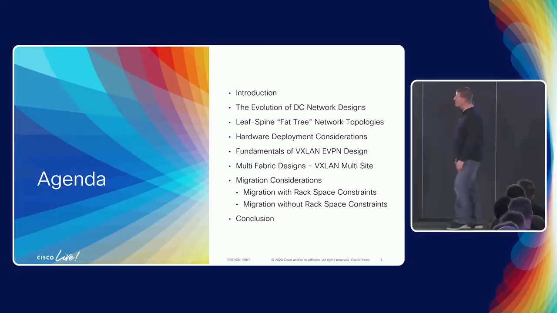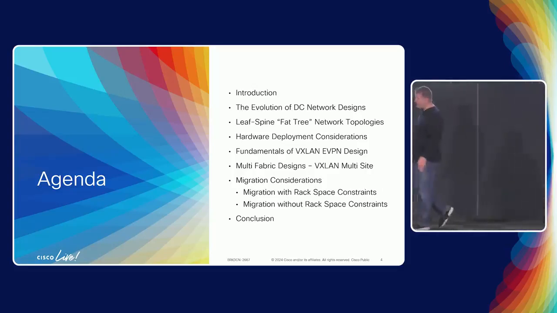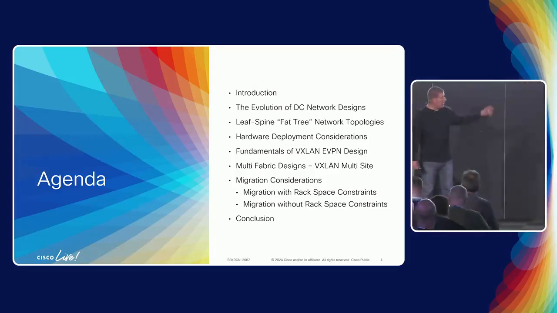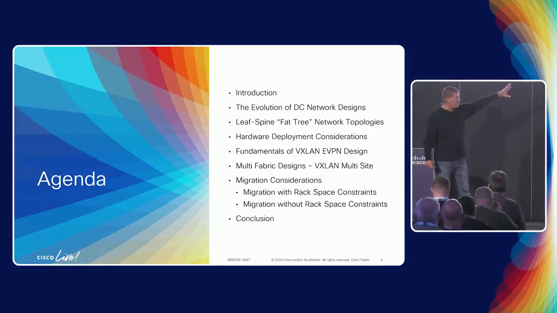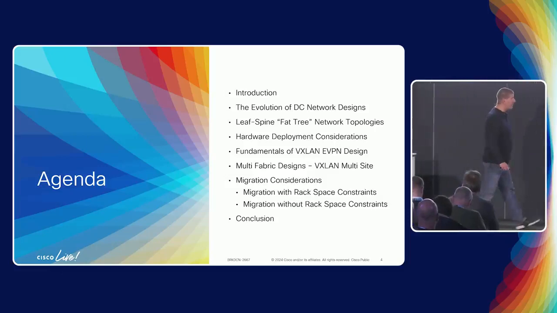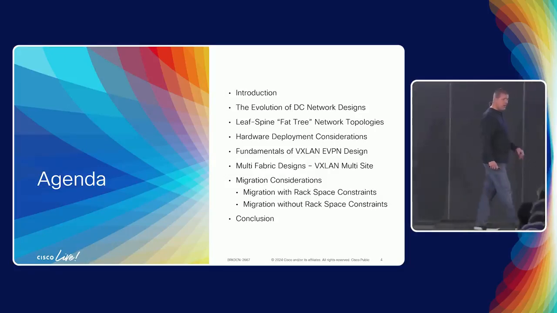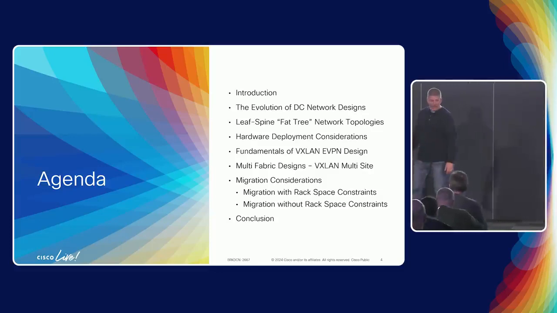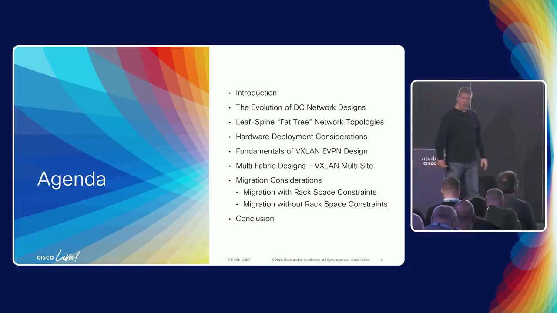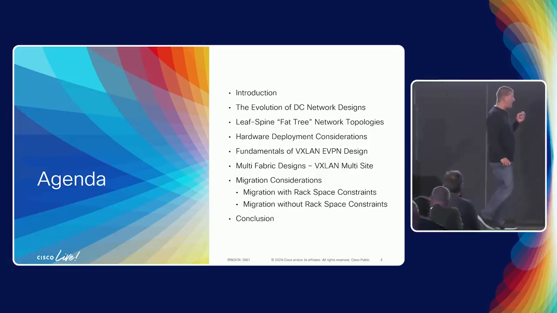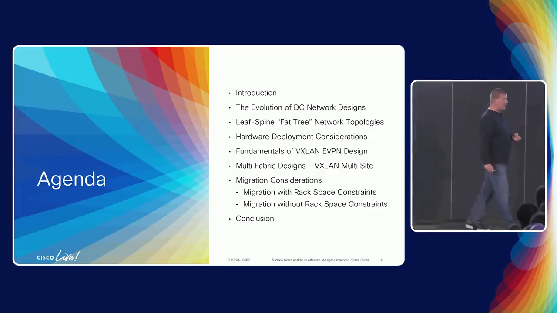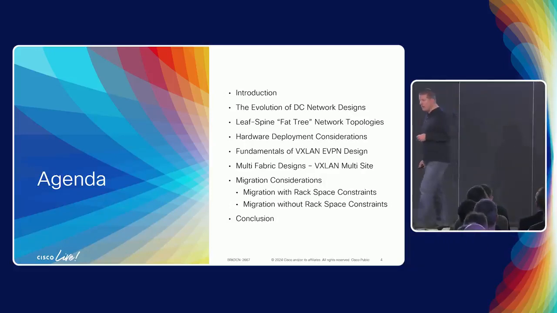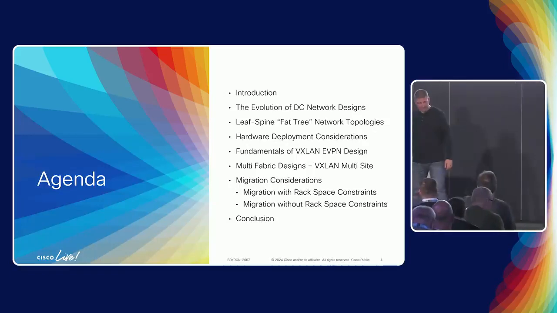So, in terms of what we're going to cover today, we'll quickly go through an introduction. There won't be much to that. Then we're going to go into kind of how DC network designs have evolved over the course of the last 10 to 15 years. Then we're going to get into the real meat of things. We'll talk about LeafSpine fat tree topologies. We're going to take a quick touch on some hardware considerations. Then we're going to pivot and move into VXLAN EVPN and how that applies and is very suitable for LeafSpine topologies. We'll talk about multi-fabric for a moment, and then I've got a couple migration examples that we'll step through, and then we'll draw to a close.